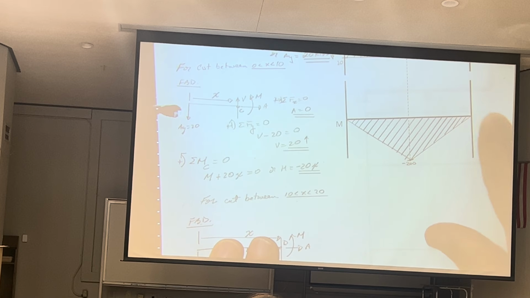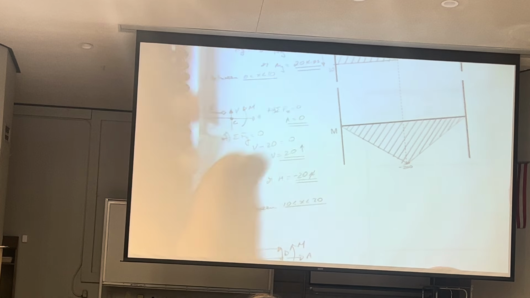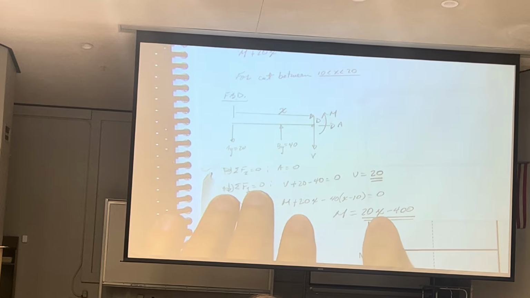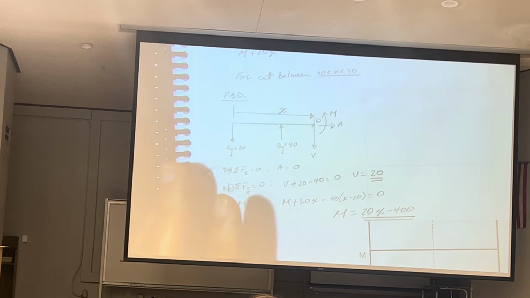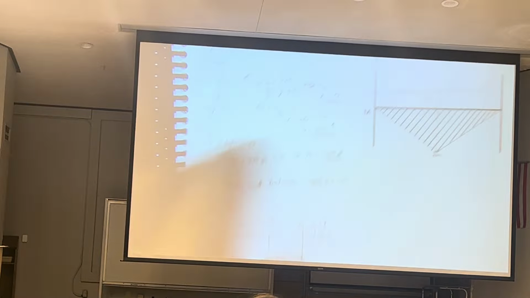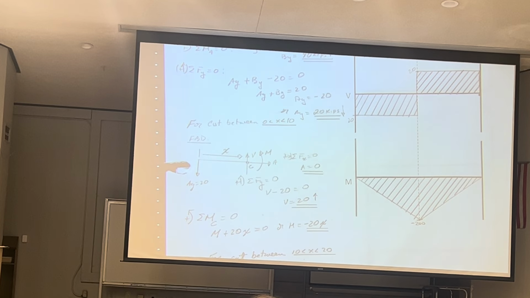Does it end at 0? Check. For x equals 10 plus 10, 20. 20 times 20 is 400 minus 400. It is indeed 0. So these are the equations for these values. Yes? You win.